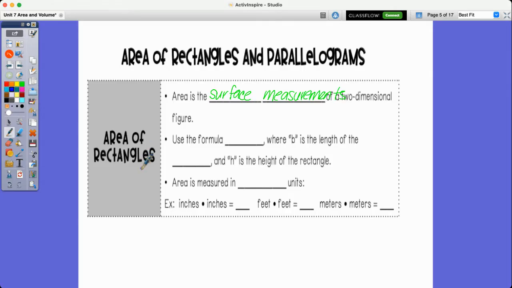Use the formula area, where A equals BH, base times height, where B is the length of the base, and H is the height of the rectangle. Area is measured in square units. Examples: inches times inches equals inches squared, feet times feet equals feet squared, and meters times meters is meters squared.